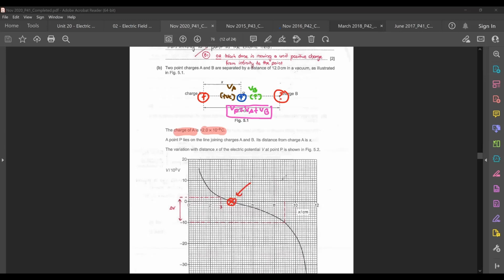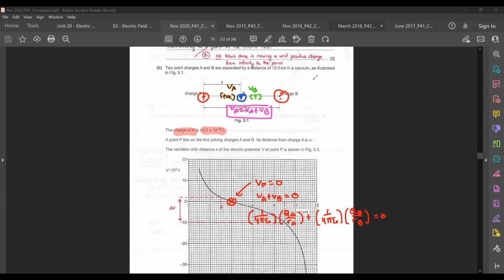This point here is where VP equals 0. So that would have meant for you that in your case, VA plus VB equals 0. So from here, you want to sub in a few things. VA will be 1 over 4 pi epsilon naught QA over RA, plus 1 over 4 pi epsilon naught QB over RB, equals 0.